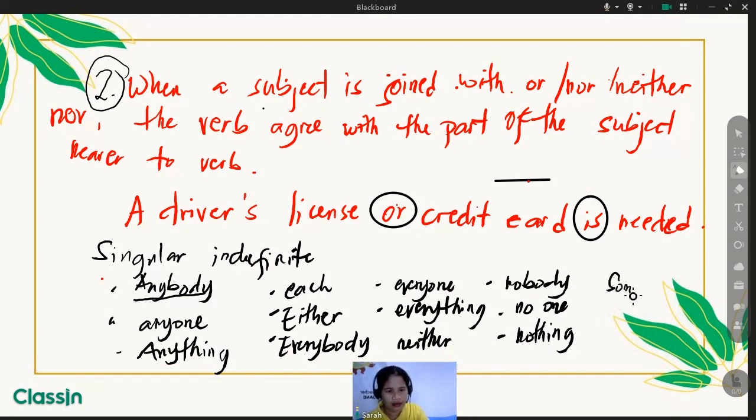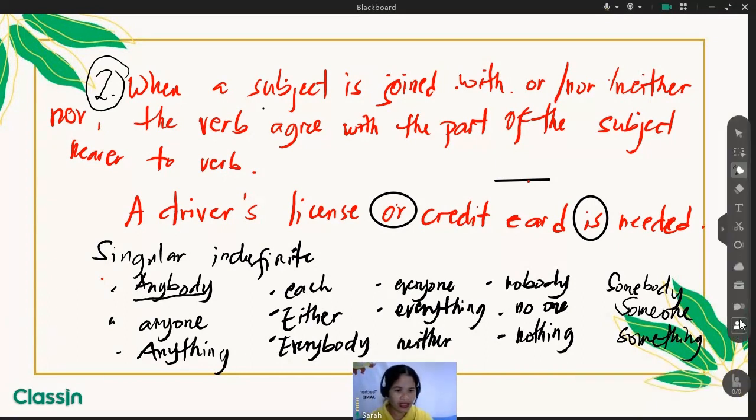Next is somebody. Next is someone. Next is something. All right, so those are the singular indefinite pronouns. So always remember that, okay? I will give you time to look at this. Now I am going to erase this one.